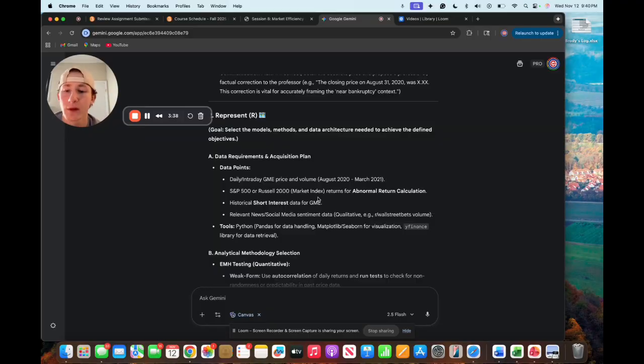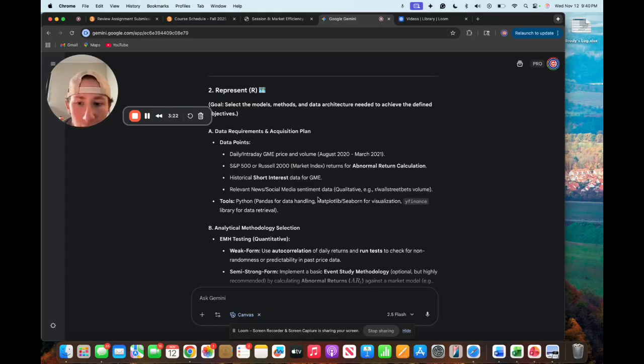Next step is to represent our data requirements and acquisition plan. Data points: GME price and volume, S&P 500 or Russell 2000 market returns for abnormal return calculation, the historical short interest data for GME, and the relevant news and social media sentiment data.